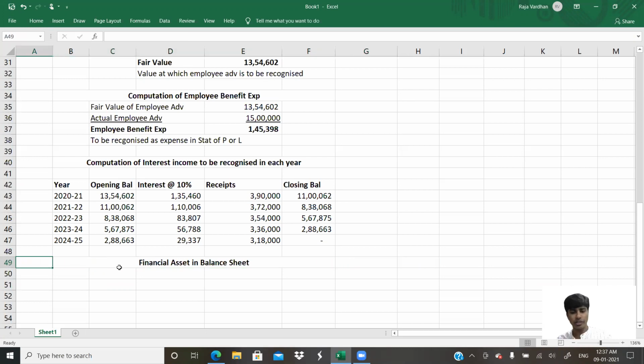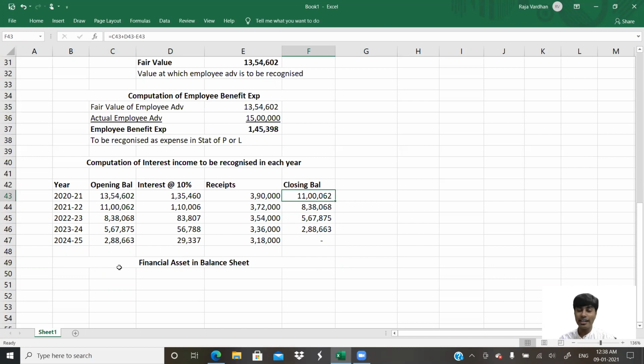Okay. Financial asset should be recognized at what? Now, if we are doing the balance sheet as on 31st of March 2021, then it should be recognized at 11 lakh 62 rupees. That's what we basically tell as the answer. Am I right? So 11 lakh 62 rupees, perfect. Nothing wrong about it. It's correct.